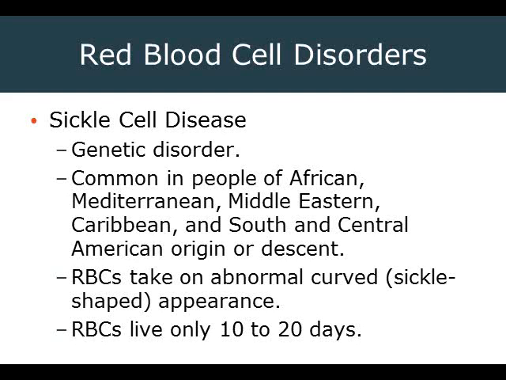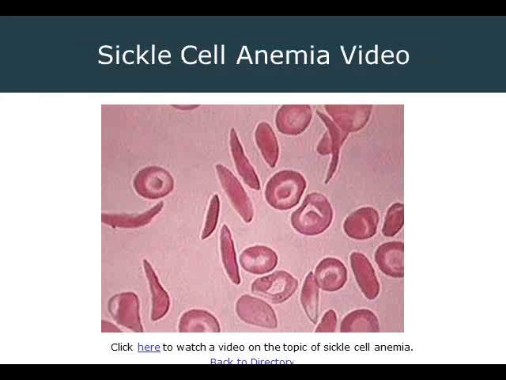The red cells take this abnormal appearance and they live only 10 to 20 days as opposed to the normal 120 days. So their lifespan is extremely short in comparison. So there's a video on the sickle cell anemia. You can see right there a microscopic view of normal red cells as well as sickle cells. The sickle cells kind of look like little worms, more or less.